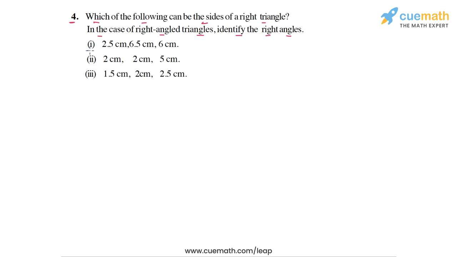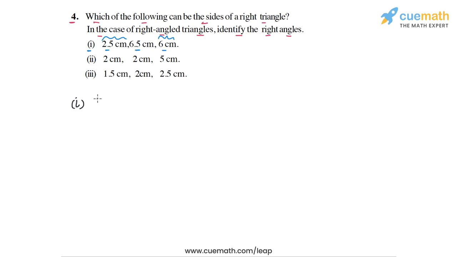So in the first part, we have the lengths 2.5 centimeter, 6.5 centimeter and 6 centimeter. So we will pick the smaller 2 lengths, which is 2.5 centimeters and 6 centimeters. And we will check whether the sum of the squares of these two is equal to the square of the third one, which is 6.5 centimeters.